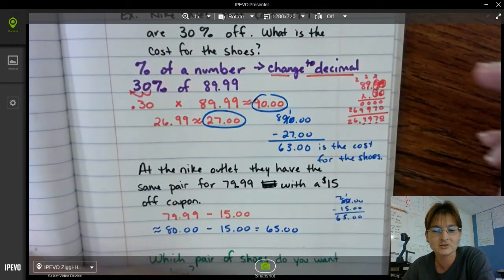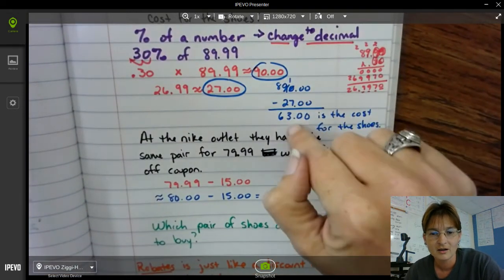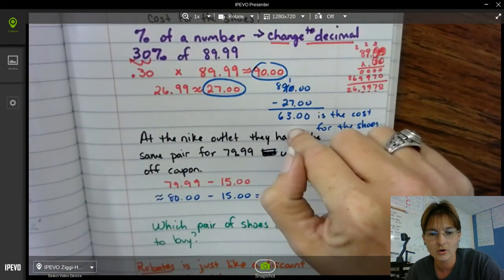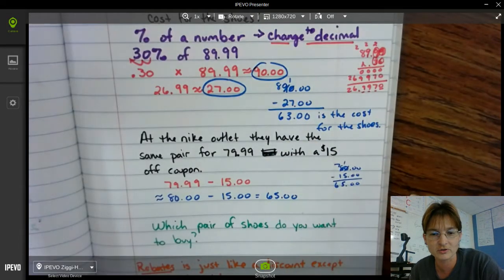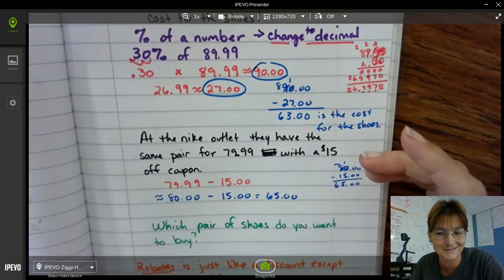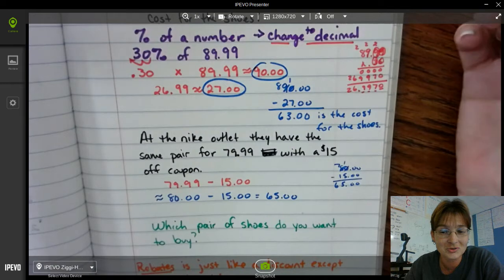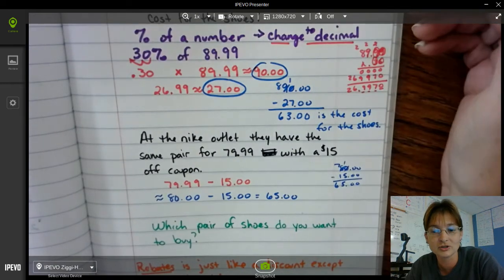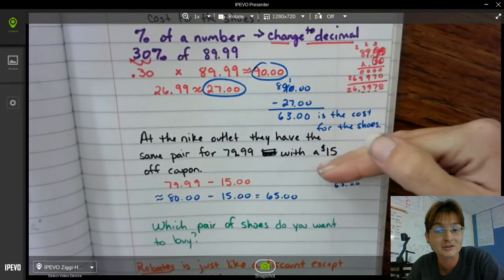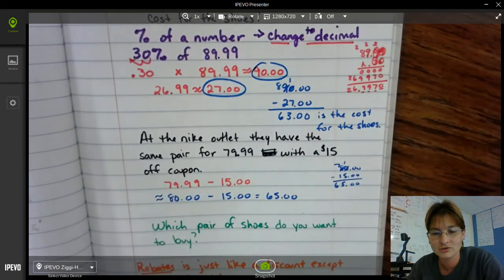Okay, so you got to ask yourself, which pair of shoes do you want? Would you rather pay $63 for this pair of shoes or $65 for this pair of shoes? Also take into consideration, do you have to travel to the outlet? Are you going to pay that money in gas anyways? So there's a lot of variables that can go into deciding if you want to buy a certain pair of shoes. This was a $2 difference. Okay, but one is cheaper than the other. So which pair of shoes would you buy?